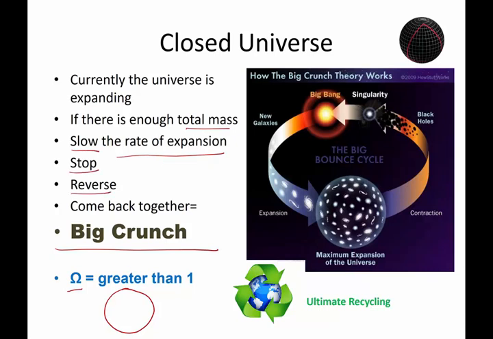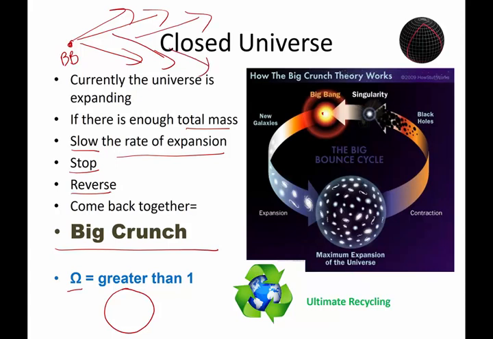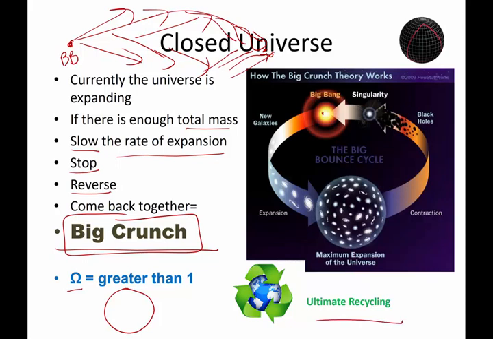Meaning there was a Big Bang. The Big Bang, and I'm going to draw it slightly differently, the Big Bang happened here. Matter was spewed out in all directions, and because of the amount of mass, it will gravitationally tug everything back together, and there will be a big crunch where all the matter in the universe will slam back into each other.